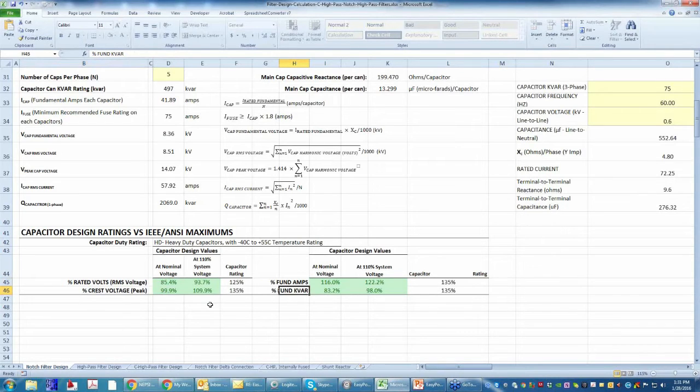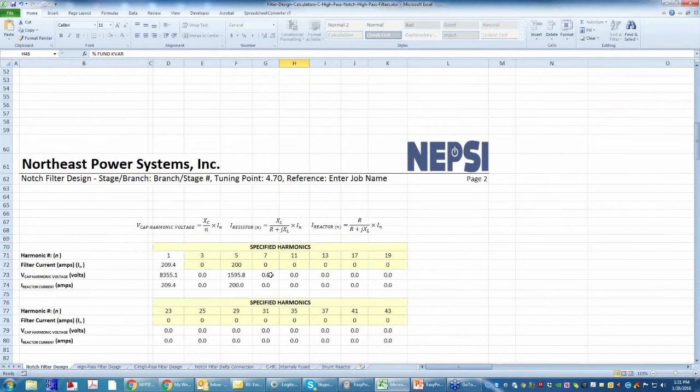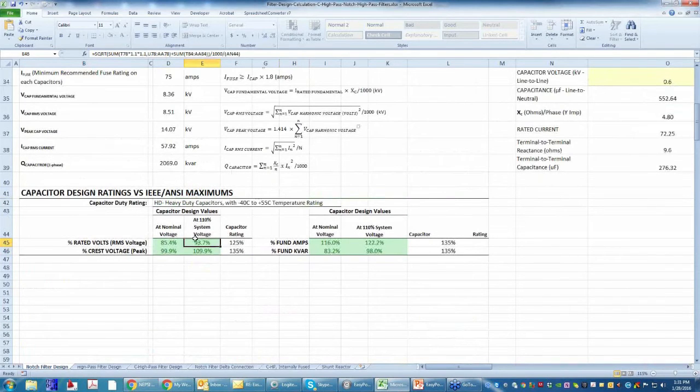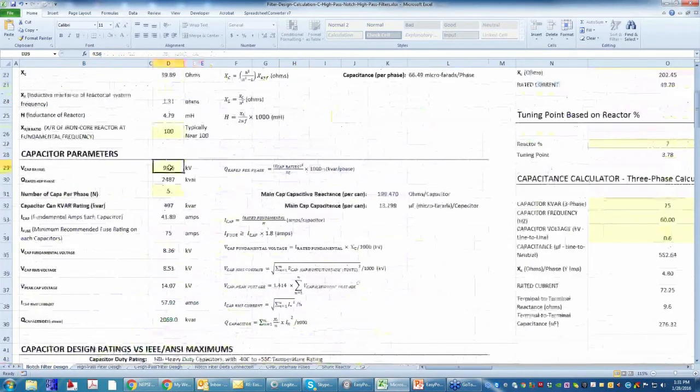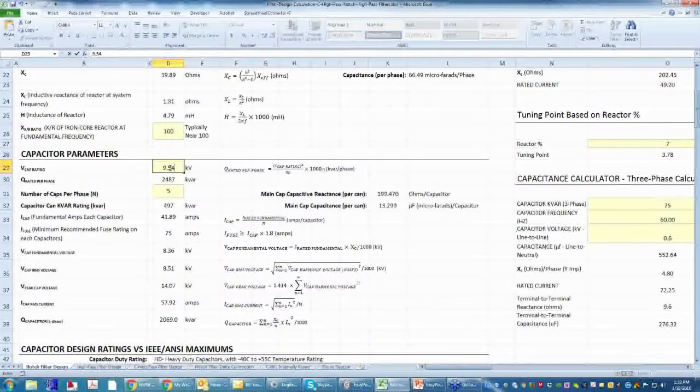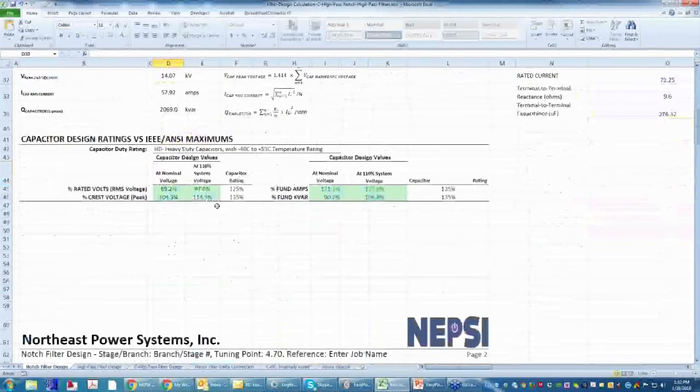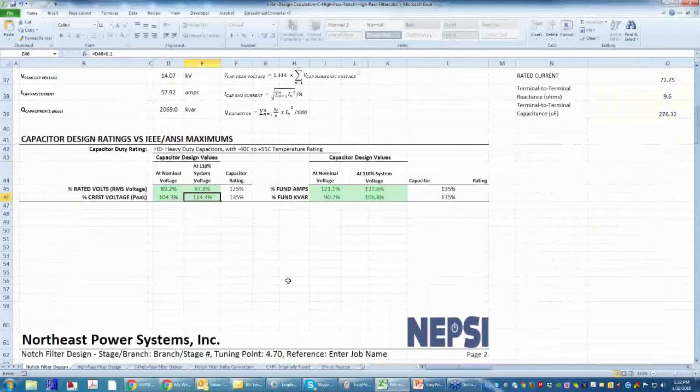So the spreadsheet takes the harmonic current that I've put into the model, into the values down here, which are different than what EasyPower put out, and we're confirming that the voltage rating on the capacitors is adequate. If I were to go up and use 9.54 kV capacitors instead of 9.96 kV capacitors, you can see that at a 10% overvoltage in the system, my percent crest voltage is at 114%. But that capacitor has a rating of 135%.